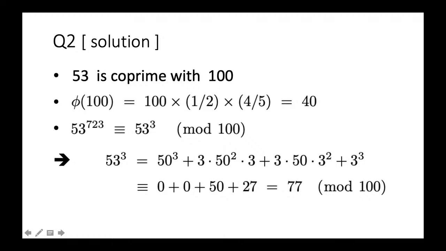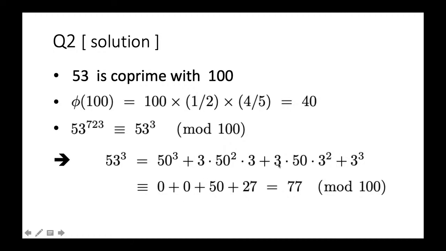Now 53 to the power 3 is equal to 50 plus 3 altogether to the power 3. By using the binomial theorem, 53 to the power 3 is equal to this one plus this one plus this one and this one. Now this is a multiple of 100 because I have 50 multiplied with some even number, so it is 0 when we divide by 100. This is also a multiple of 100 because we have 50 times 50, so 50 times 2 here already. So it is also 0.